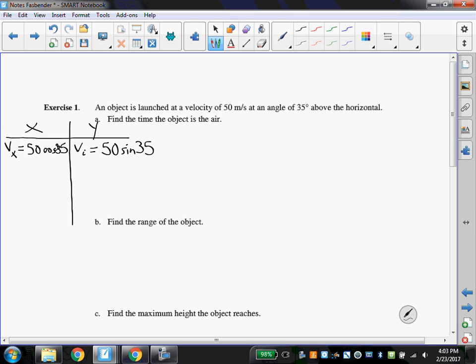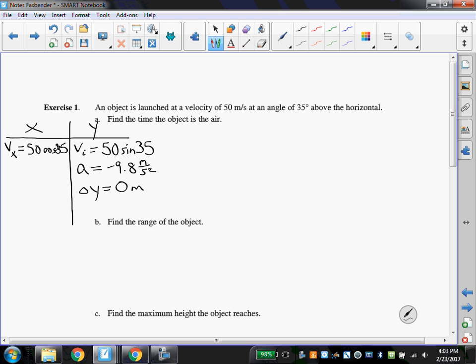Now, those are the only numbers that were given, but we can read into the problem and get some implicit information that is not directly told to us. Things like the fact that the acceleration must be acceleration due to gravity, so that's negative 9.8 meters per second squared. We also can assume from the problem statement that our change in height must be 0. We must be shooting from the ground and landing on the ground.